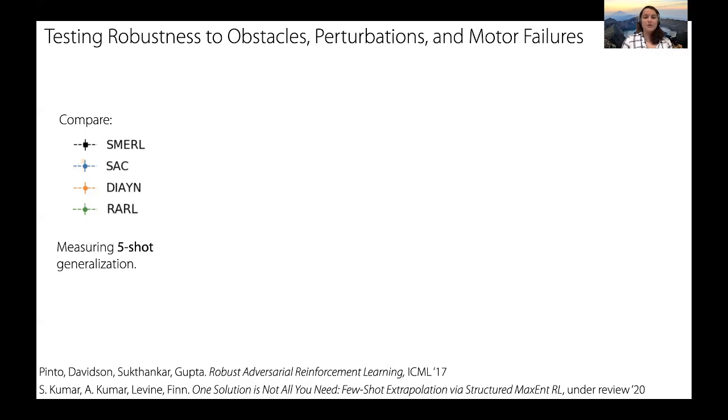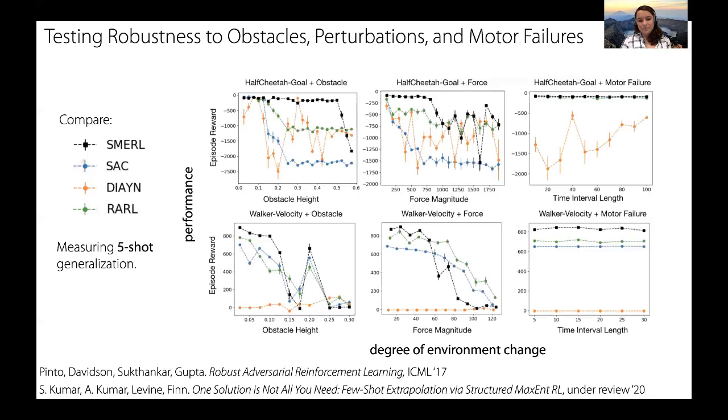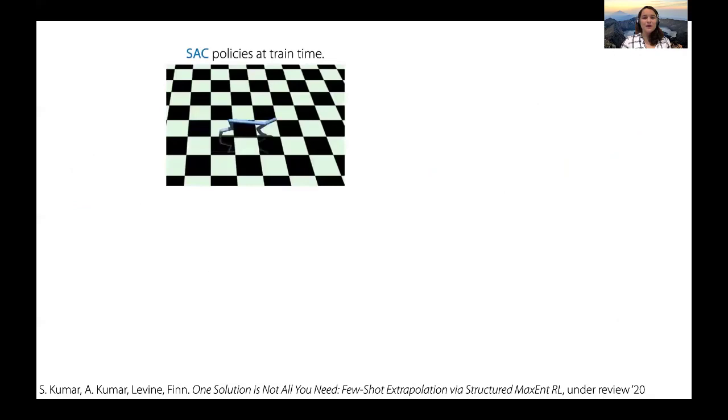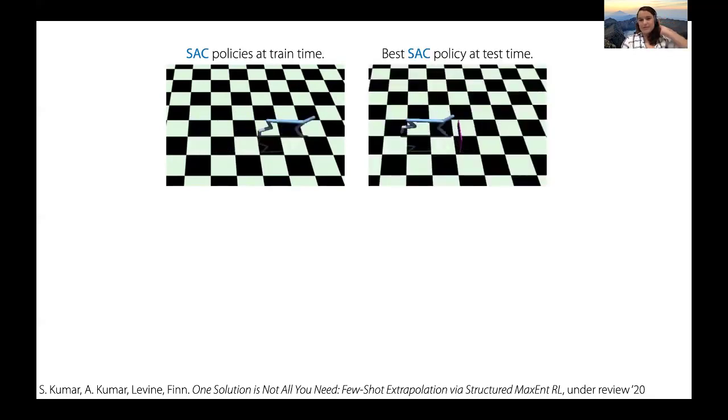When measuring 5-shot generalization, we find that for varying degrees of environment change, SMIRL is able to generally achieve greater robustness than these prior approaches on a variety of situations, such as forces, obstacles, and motor failures. And to give some intuition for what's going on, if we look at a policy learned by SAC at training time, this is what it might look like. And if we run the best SAC policy at test time, in this case, we did condition on a latent variable z, but they aren't as diverse as before. We get something like this that isn't able to successfully complete the task with the obstacle.